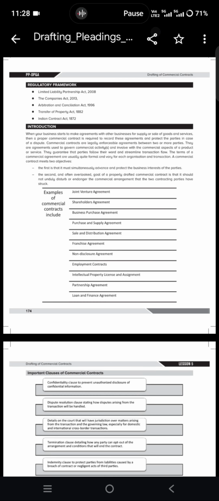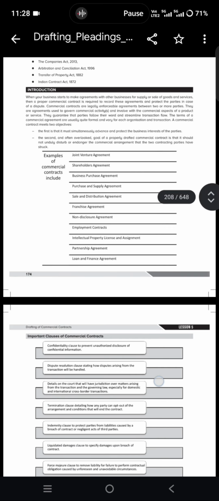Chapter 5, Drafting of Commercial Contract. The commercial contract meets two objectives. First, it must simultaneously advance and protect the business interest of the parties. The second and often overlooked goal of a properly drafted commercial contract is that it should not unduly disturb or endanger the commercial arrangement that the two contracting parties have struck.